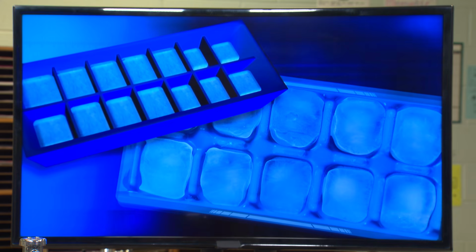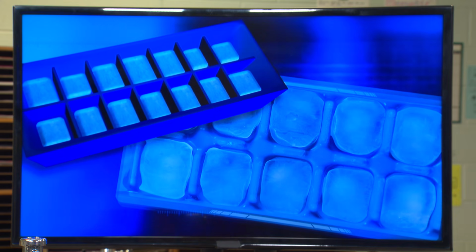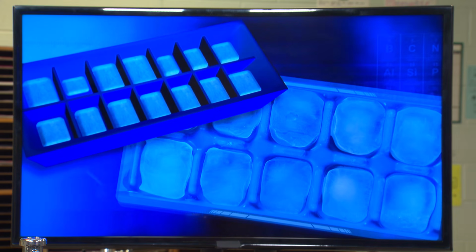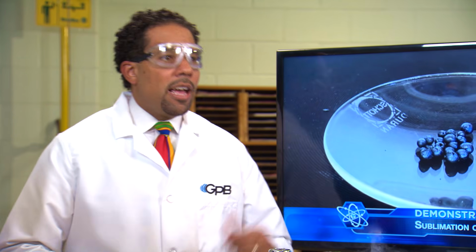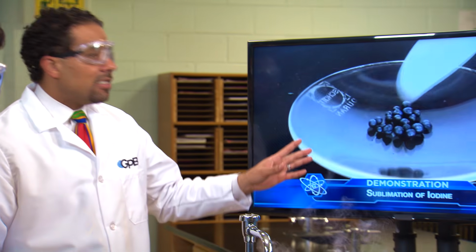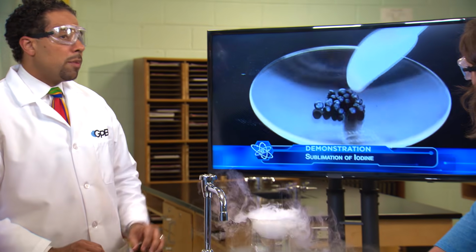See, over time, ice cubes get smaller because they're going through sublimation as the particles of water move into the air without even going into the liquid phase. Another substance that can change directly from a solid to a gas is iodine. Now, as you can see in this video, iodine is a solid purple crystal at room temperature.